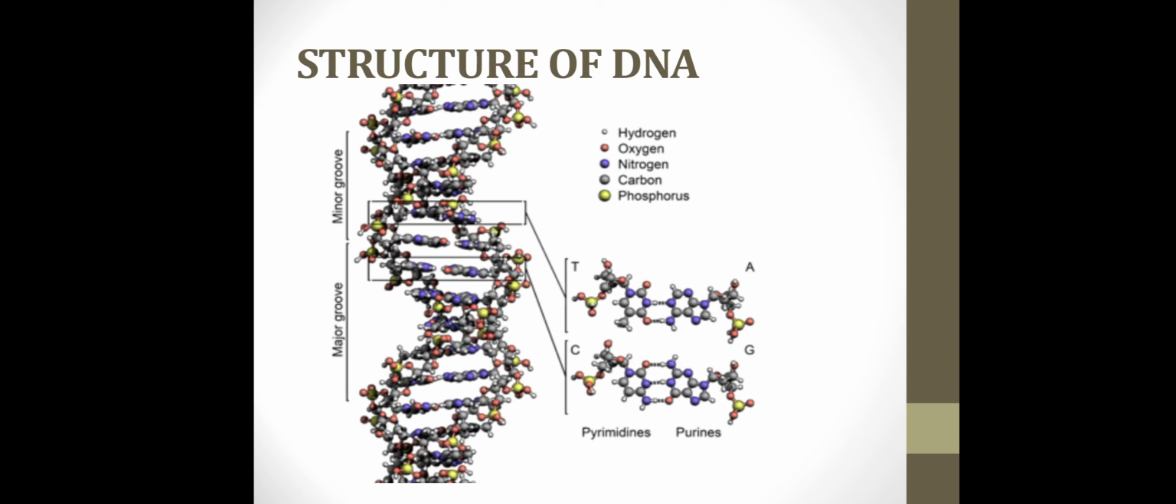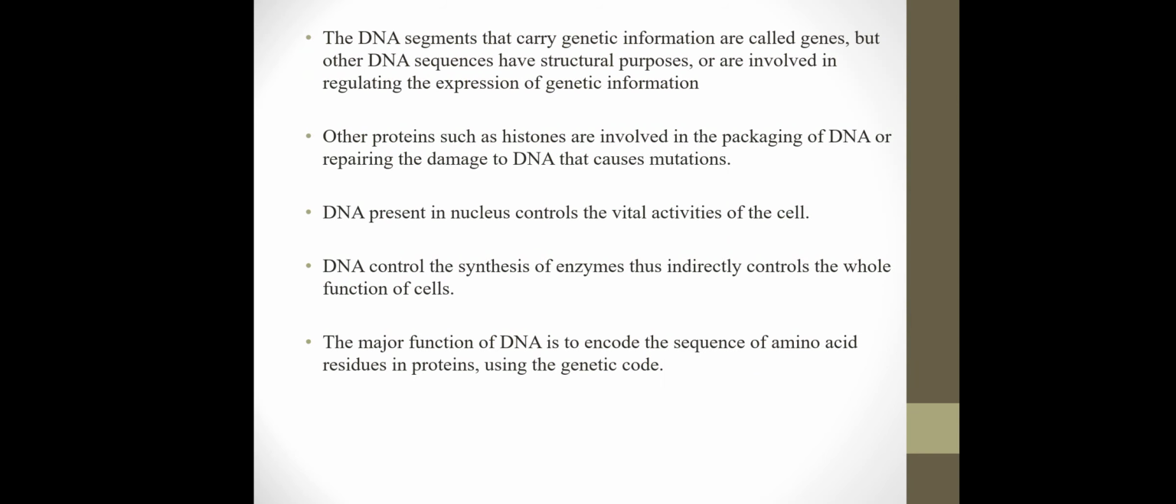It is a double stranded structure in which we have hydrogen, oxygen, nitrogen, carbon and phosphorus. The DNA segments that carry genetic information are called genes, but other DNA sequences have structural purposes or are involved in regulating the expression of genetic information. For example, if our eyes and our skin look like our parents', it comes from our genes.